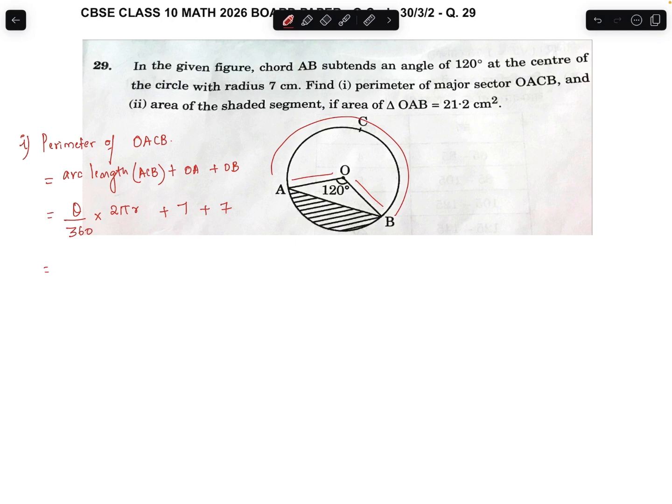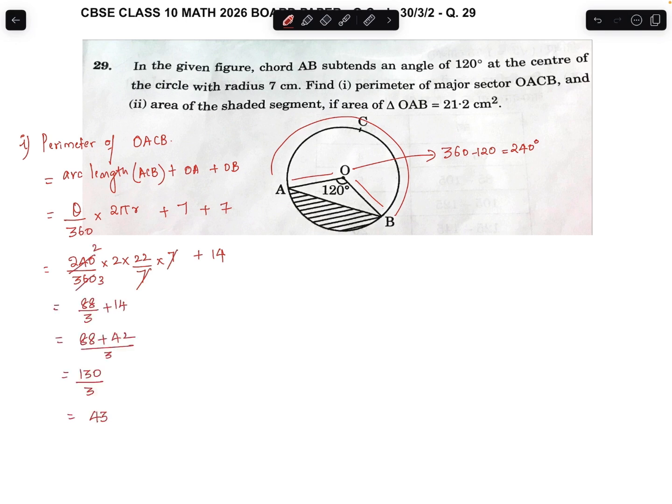The angle subtended by ACB can be got by subtracting 120 from 360, which is equal to 240 degrees. So 240 upon 360 into 2 into 22 by 7 into r is 7 plus 14 on further simplifying, which is equal to 43.33 centimeters. The second subdivision is we have to get the area of the shaded region.